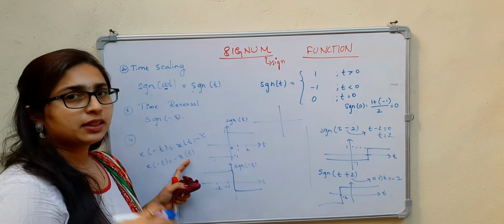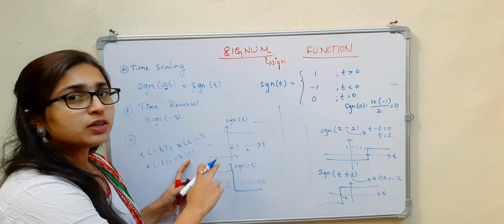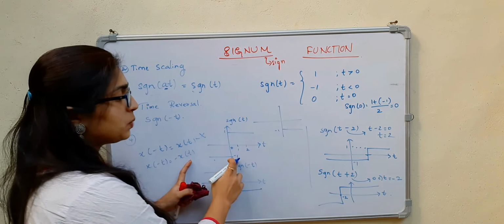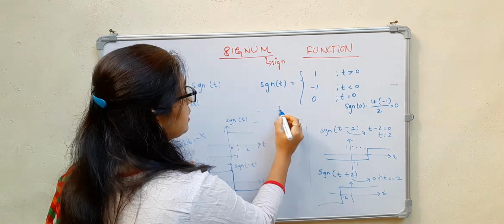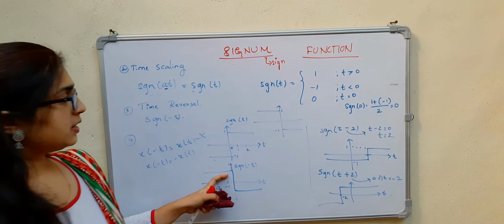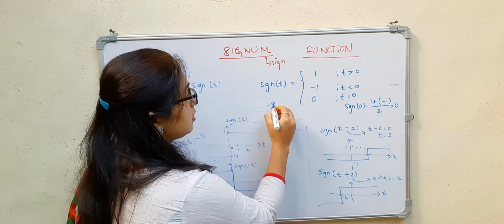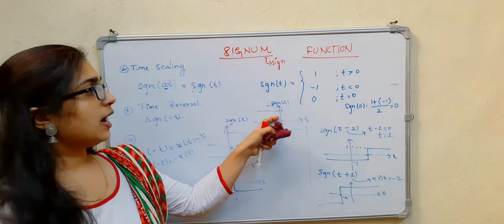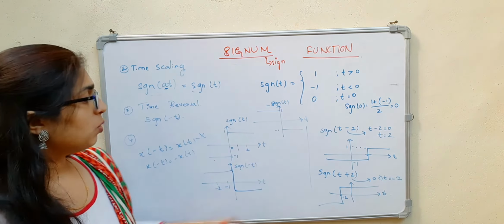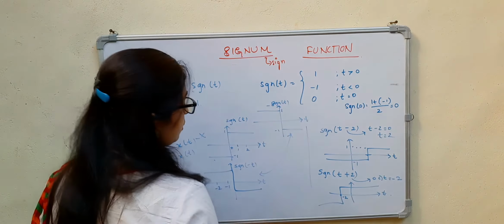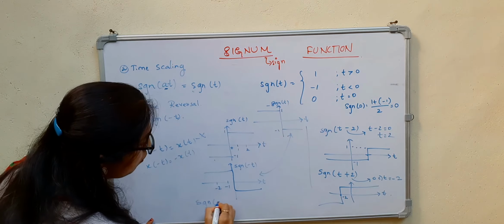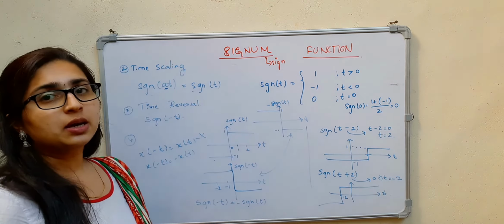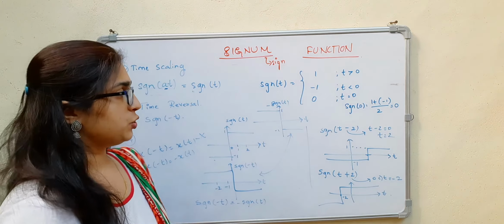Minus signum of t is nothing but the amplitude reversal of the signum function. So here it will be minus 1, and here minus 1 into minus 1 becomes plus. This is plus 1. See this and this. This is minus signum t. See this signum of minus t and minus signum t signals, these two are equal, right? So we can say signum of minus t is equal to minus signum of t. Hence the signum function is an odd function.